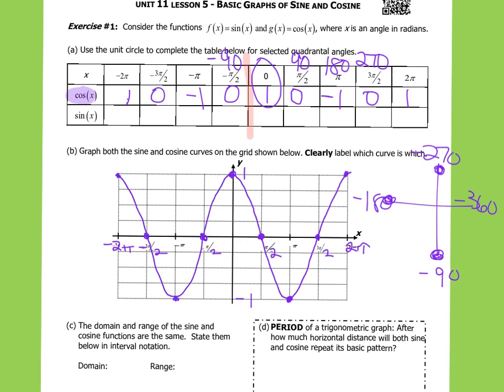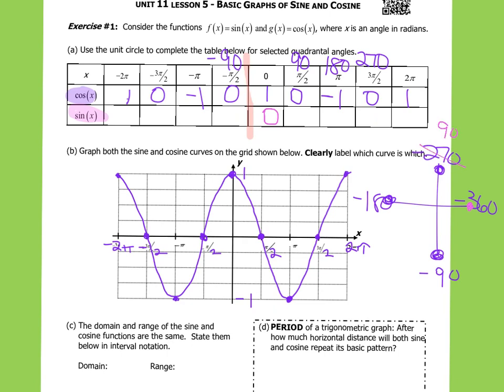I'm now going to work on the sine. I'm using the same exact angles, except now instead of grabbing the x value, I'm going to grab the y value. Again, I like to start at 0. So what is my sine at 0 degrees? It is 0. Again, refer to your unit circle if you need to, but my y value there is 0. Now I'm going to go to 90 degrees.